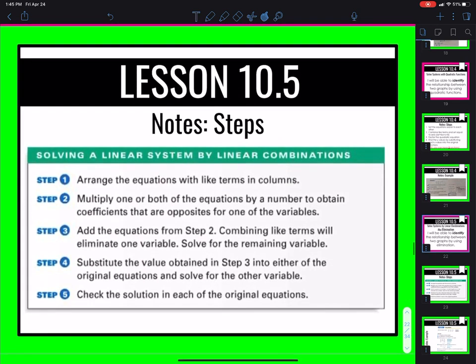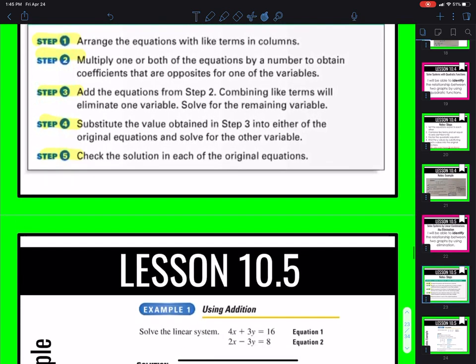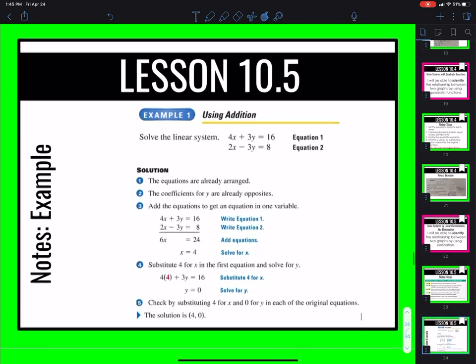On this slide, there are steps. So you have 5 lovely steps to solving using linear combinations or elimination. You can go back and look at this through the PDF posted in Google Classroom if you would like to reread it. I'm going to go ahead and show you some examples.